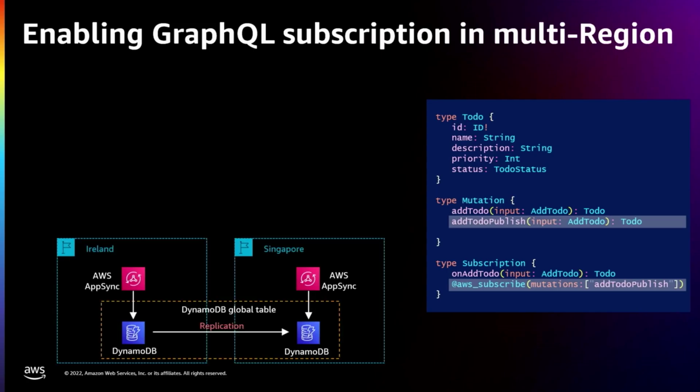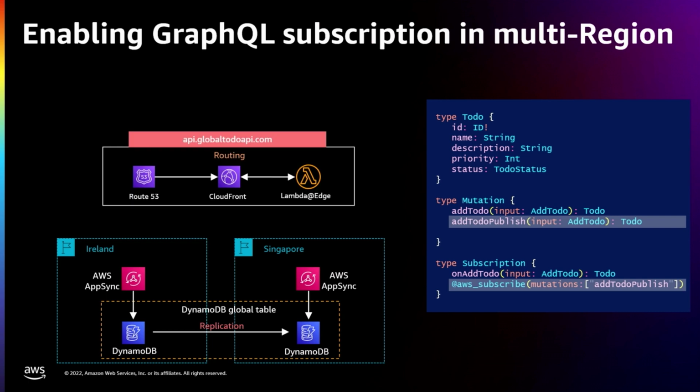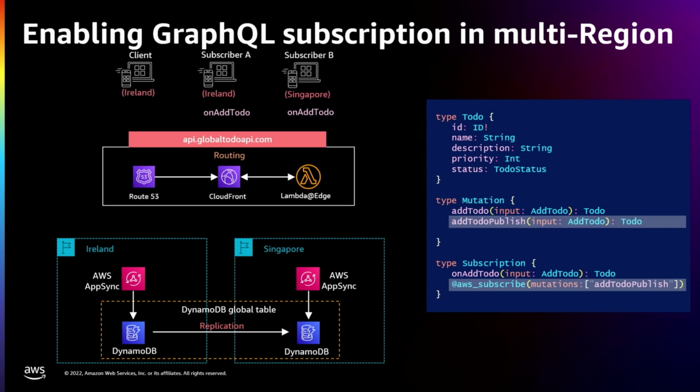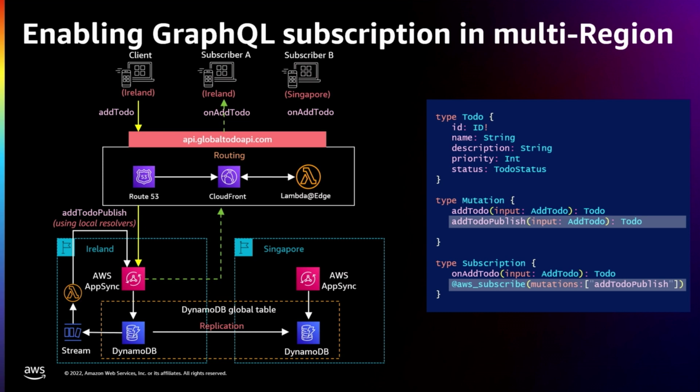So this is what it means by a traffic flow. Again, you have your AppSync deployed in the 2 regions with DynamoDB global table set up, you have your routing set up, you have your clients like we talked about as well. The client makes the mutation request, the add to do mutation, which is routed to the Ireland region, and AppSync processes the query and creates the item on DynamoDB. DynamoDB will generate a DynamoDB stream, which will trigger a Lambda function to invoke the add to do publish mutation. And this is the mutation the subscribers will be subscribed to, and that will trigger a notification to subscriber A in the Ireland region.